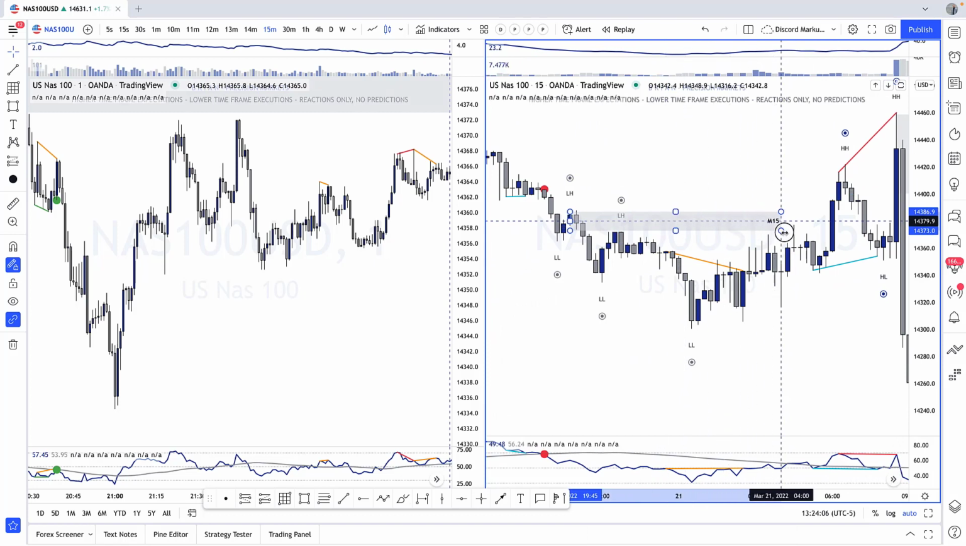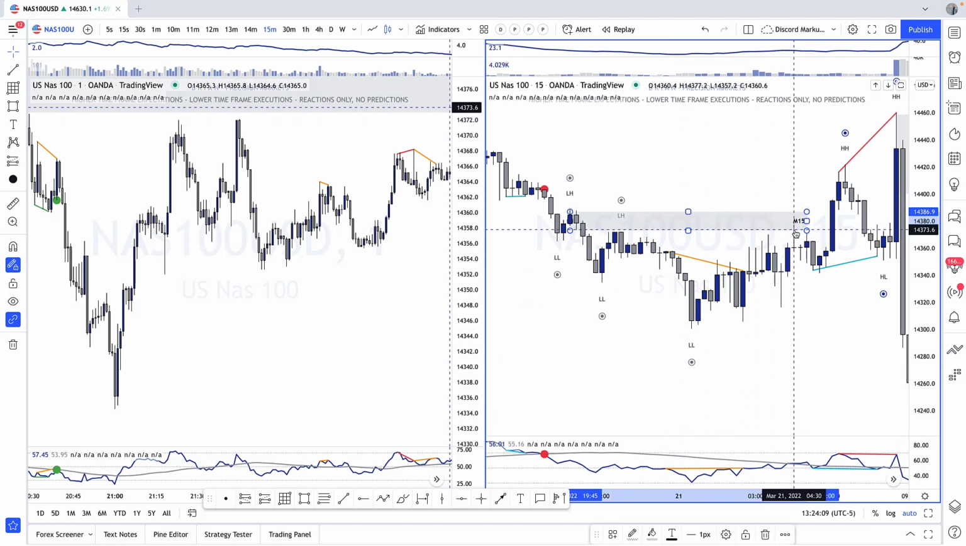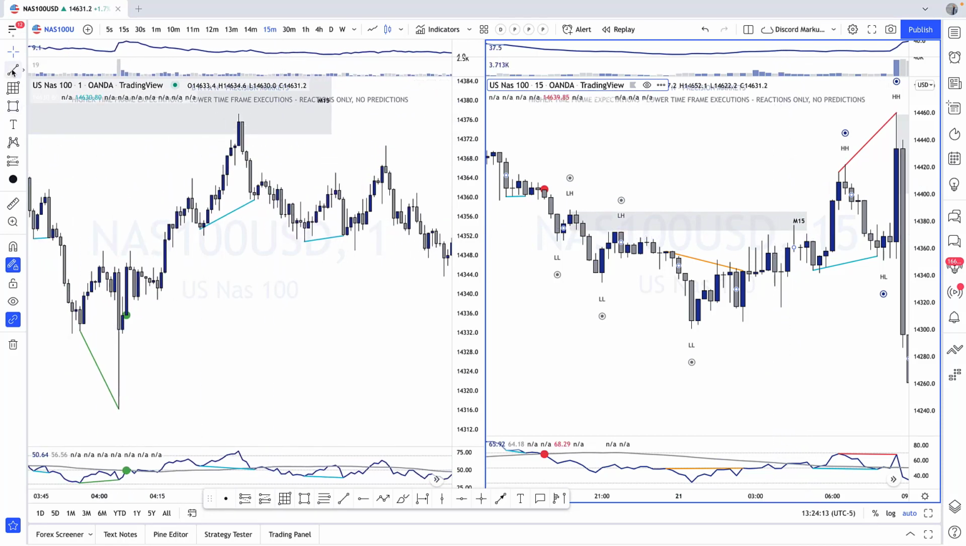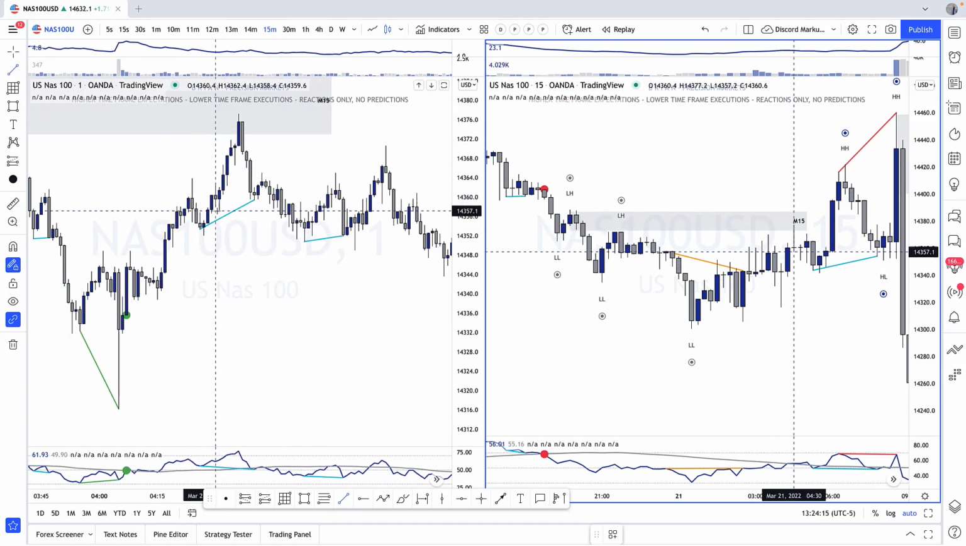All right. So this zone still holds. It comes all the way over here. And so then I look and say, okay, where's my chalk and flip? So here it broke something.